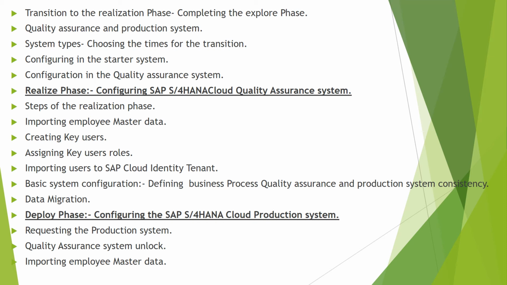The goal of this section is to prepare the system for the initial usage in such a way that data from the legacy system can be imported to the cloud system. The following activities are required to prepare the system. First, importing or creating the employee master data and setting up the authentication. Second step, implementing the basic system configuration. And third one, transferring the data from the legacy system. So this completes the steps of the realization phase.